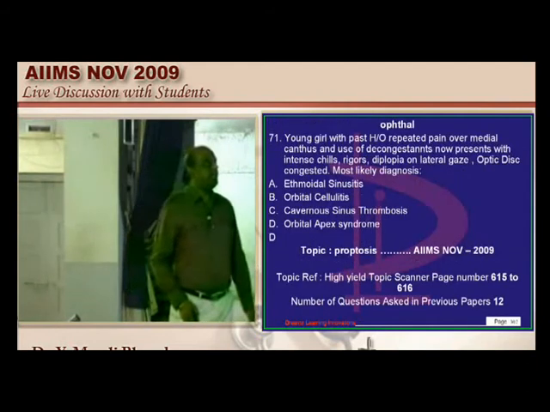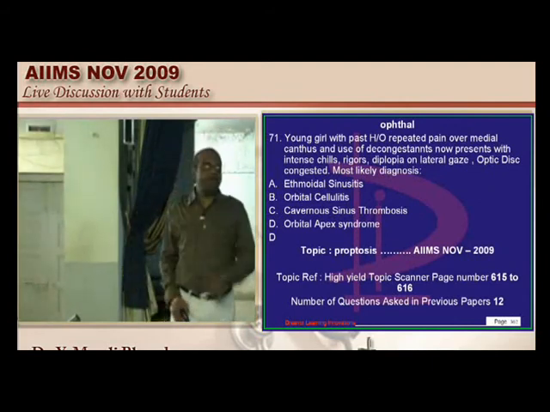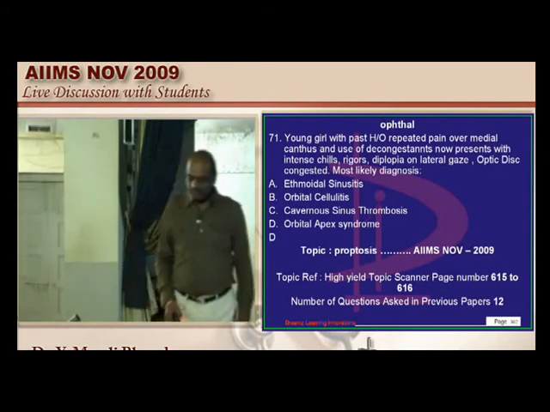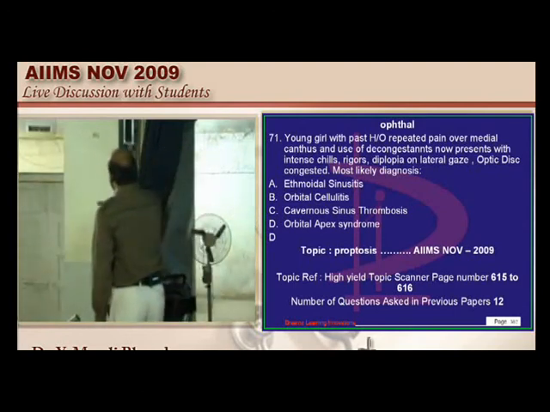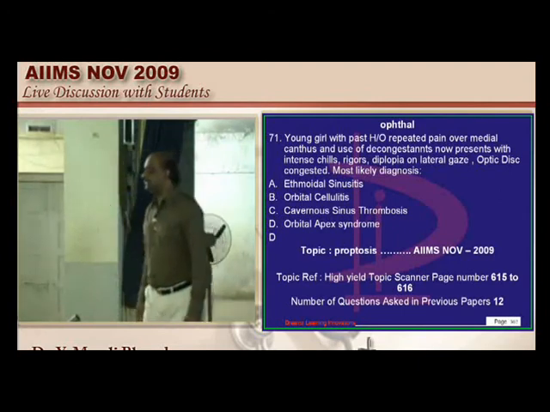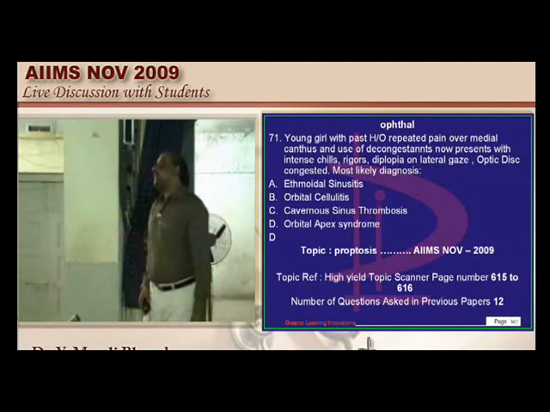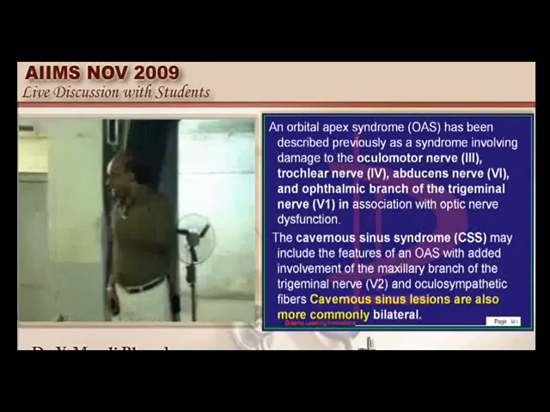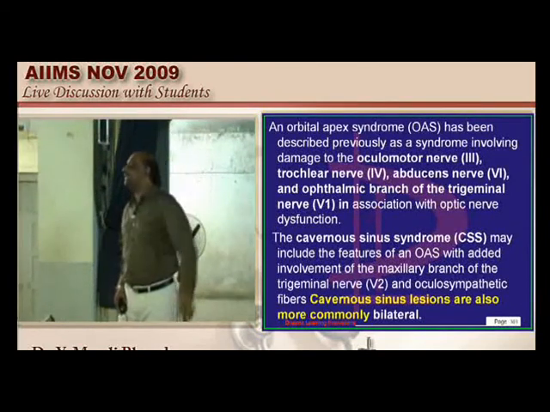Now once more in the ophthalm, the question is about the proptosis. A young female, repeated pain on the medial canthus, and now she has intense chills, rigors, diplopia on lateral gaze, optic disc got congested. Then what is the likely diagnosis? Now what is a very important clue out of all these findings, doctor, to say that your diagnosis is orbital apex syndrome? Can anybody give a possible clue which will make me answer it as orbital apex syndrome? It is the optic nerve involvement with the congestion of the optic disc and the pressure on the optic nerve. That only will occur with an orbital apex syndrome rather than the other three.